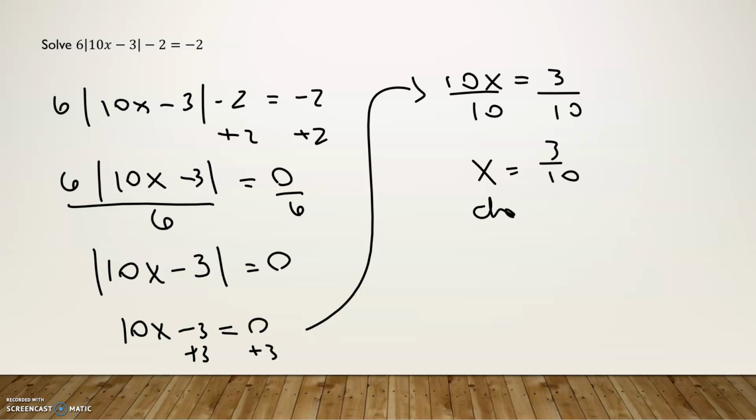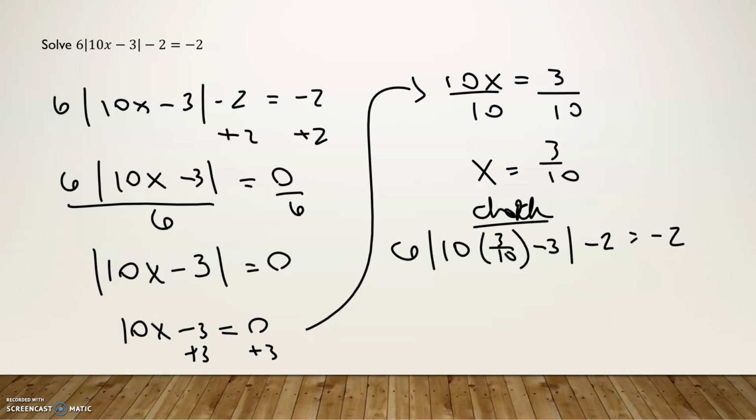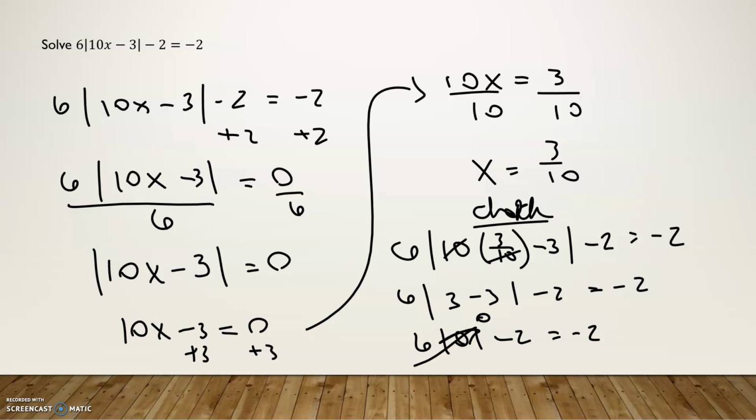And we'll go ahead and check this one. 6 times the absolute value of 10x, our x is 3 over 10, minus 3, minus 2 equals -2. Okay, so the 10s will cancel, and I have 6 times the absolute value of 3 minus 3, minus 2 equals negative 2. Well, this is going to be 0. Absolute value of 0 is 0. 0 times anything is 0. So this whole thing gets knocked out. And I'm left with negative 2 is equal to negative 2. And so that means that 3 over 10 is my final answer for this one.